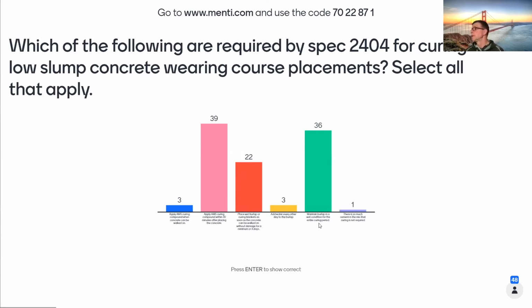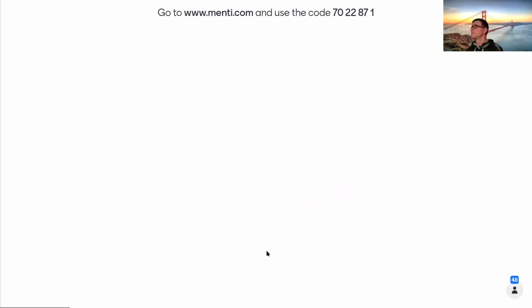And then this one, maintain burlap in a wet condition for entire curing period. So that is correct as well. And then this one, there is a lot of cement, but we need curing. And actually, it's one of the reasons for curing. So 3 of them are correct here. AMS within 30 minutes, place the wet burlap as soon as it can be walked on and then maintain a wet condition.